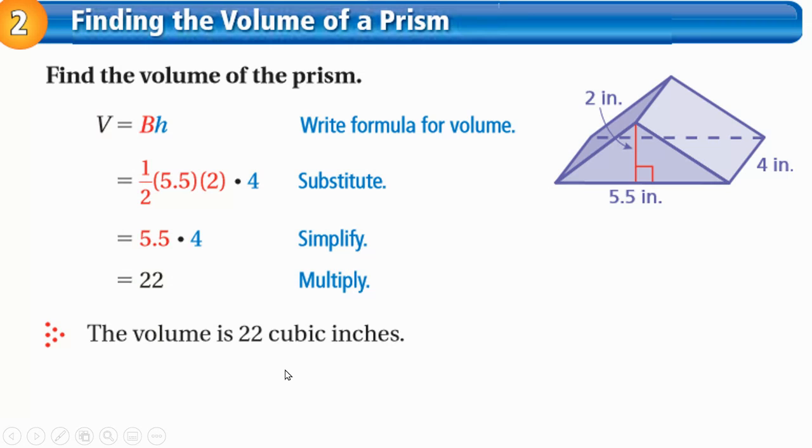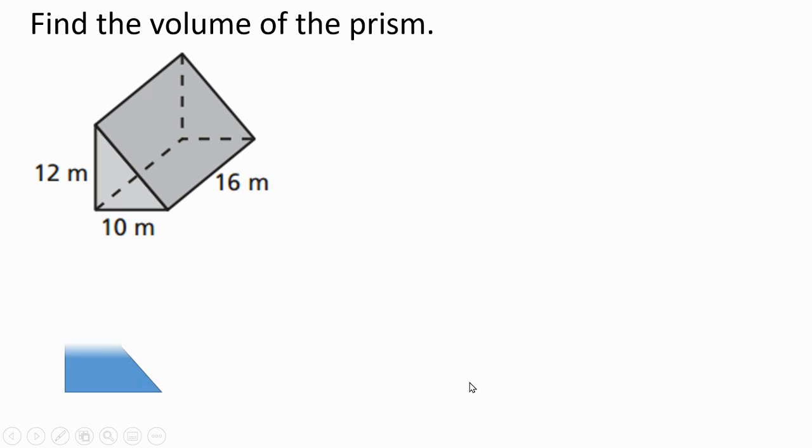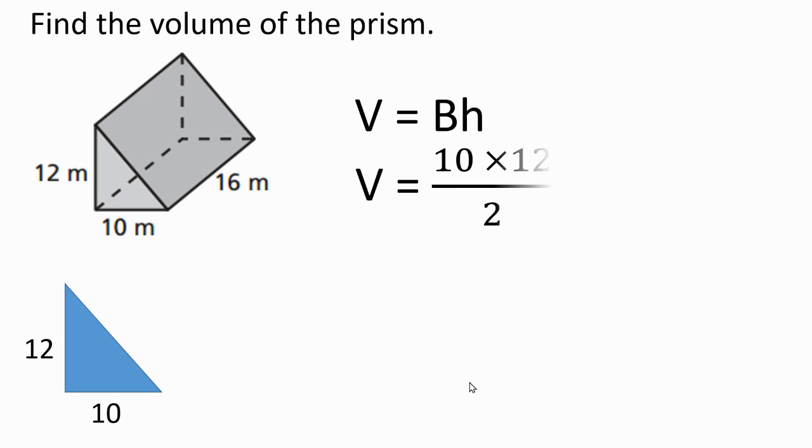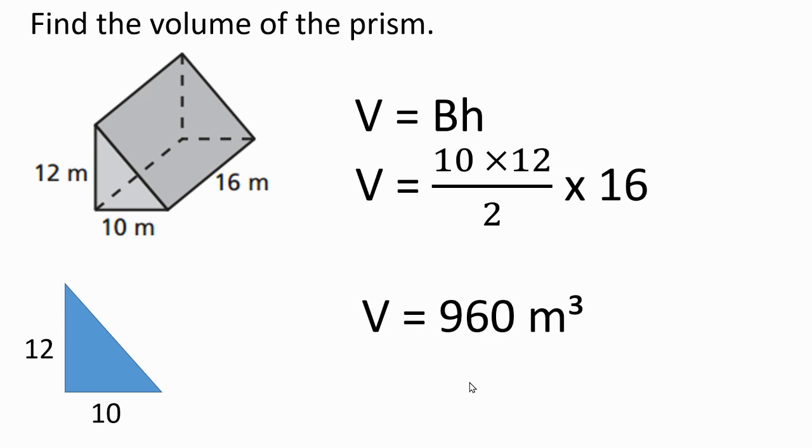Now with the triangular prism, it's pretty easy. You just have to remember, since the base is a triangle, you got to divide by 2 or times it by half. I like to divide by 2. So this one right here, my triangle, the base is 10 and 12. So I go 10 times 12 divided by 2, times that by 16. And I end up with 960 meters cubed. So again, if the base is a triangle, don't forget to divide it by 2.